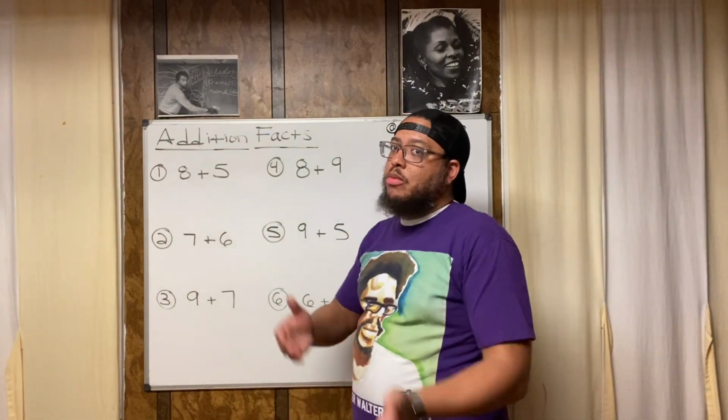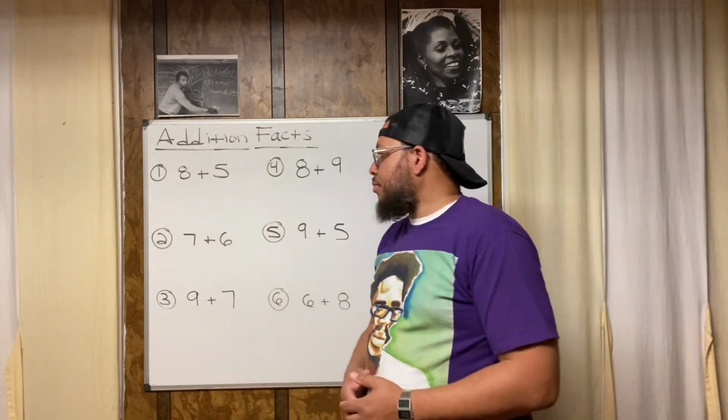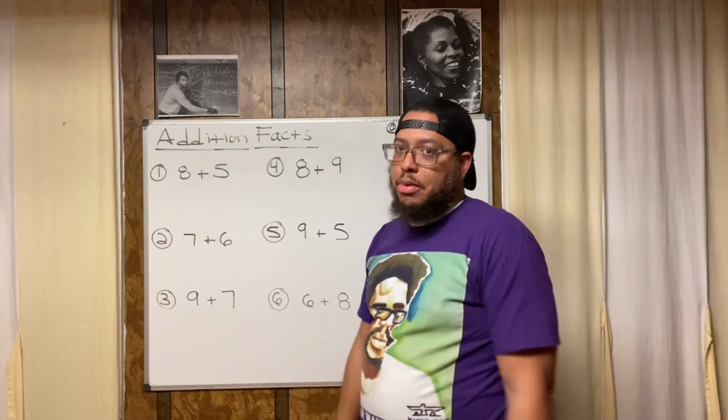21 is just 20 more than 1. And at the same time, it's 10 more than 11, all right? But let's start talking about number bonds and how do we use number bonds.